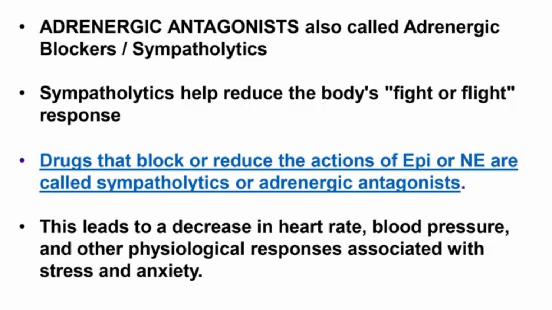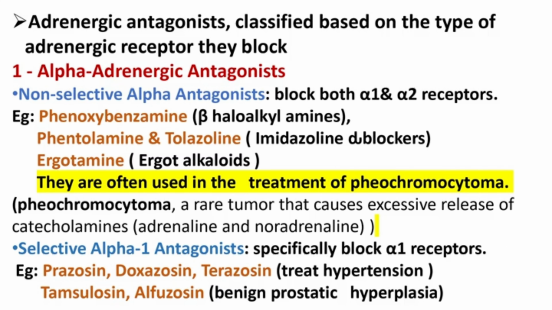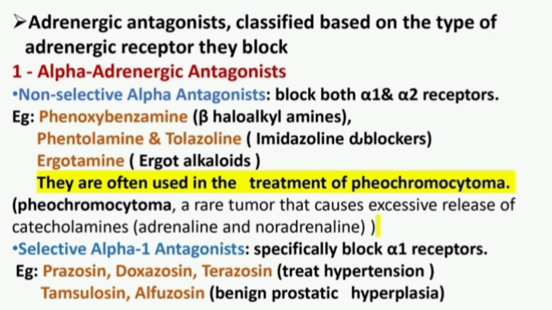In the next slide, we are discussing the classification, based on several classifications. The first classification is based on the type of adrenergic receptor they block. The first one is alpha adrenergic antagonist, and the alpha adrenergic antagonists are again classified into non-selective alpha antagonist, selective alpha 1 antagonist and selective alpha 2 antagonist.